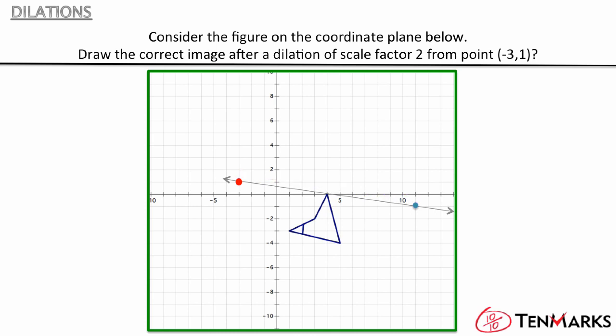Draw a line that goes through the center of dilation. Measure from the center of dilation to the vertex. Measure twice that distance and place your point. Continue the same process for all of the vertices. Draw your lines to make the outline of your dilated figure.